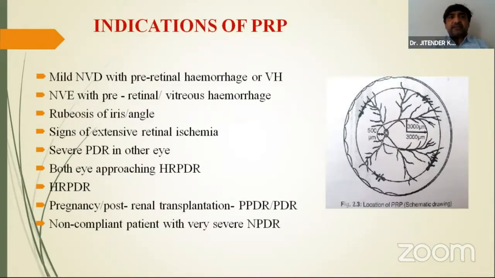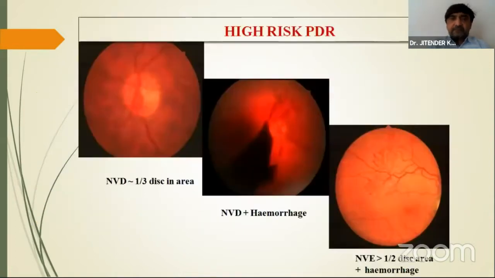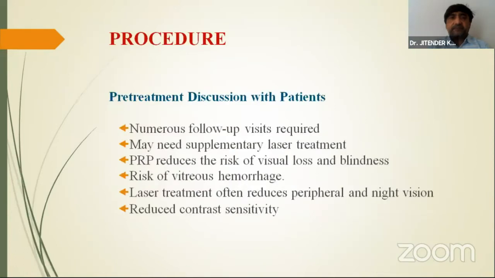The various indications are NVD with pre-retinal hemorrhage or VH, NVE with pre-retinal or vitreous hemorrhage, rubeosis of iris or angle, signs of extensive retinal ischemia, severe PDR in the other eye approaching high-risk PDR, pregnancy or post-renal transplantation PDR, and a non-compliant patient with very severe NPDR. These are some pictures showing NVD more than 1/3 disc area, and NVD plus hemorrhage, or NVE more than 1/2 disc area.